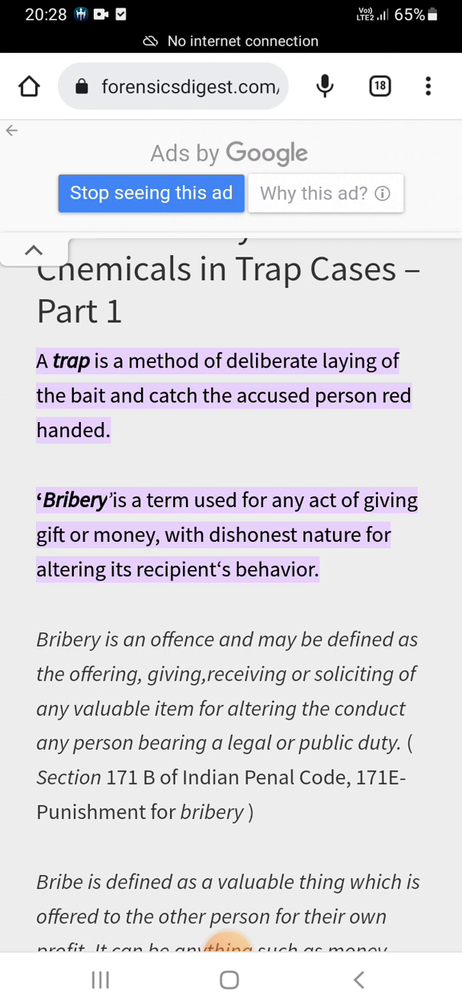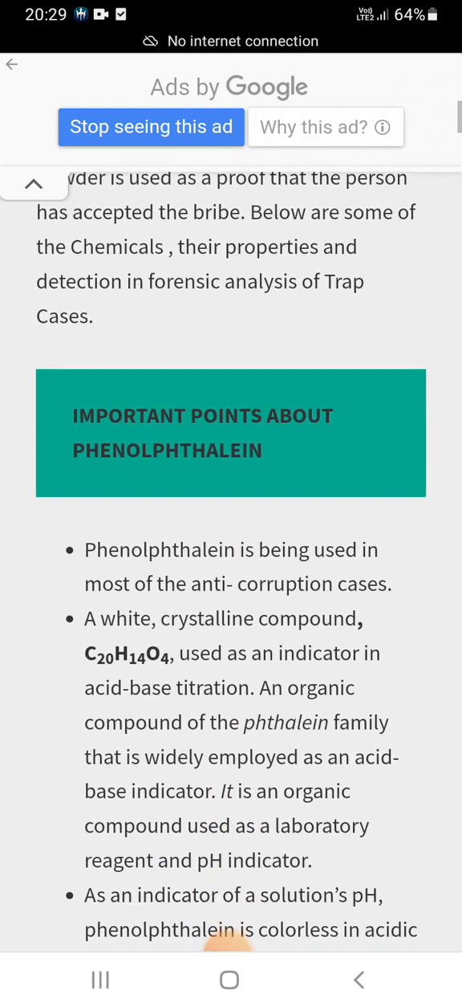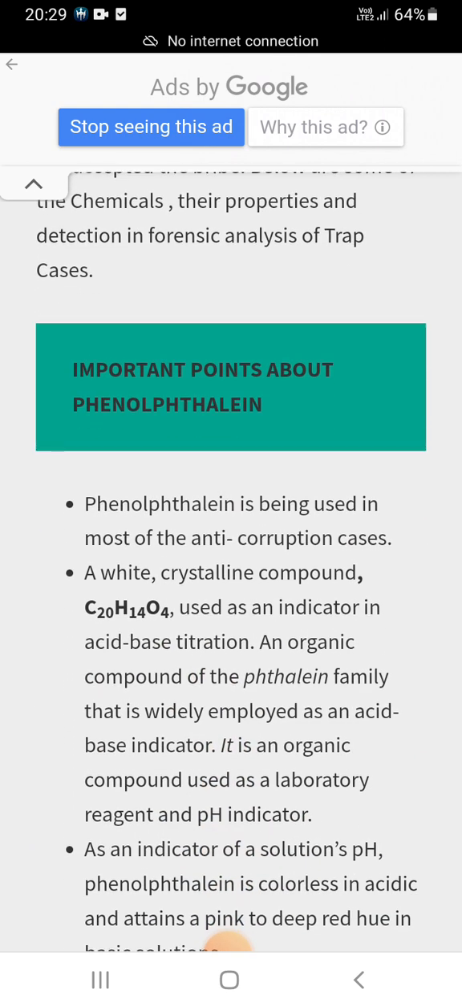Bribery is given in section 171B of the Indian Penal Code, and its punishment is given in section 171E. So the chemical which we use in trap cases is phenolphthalein.